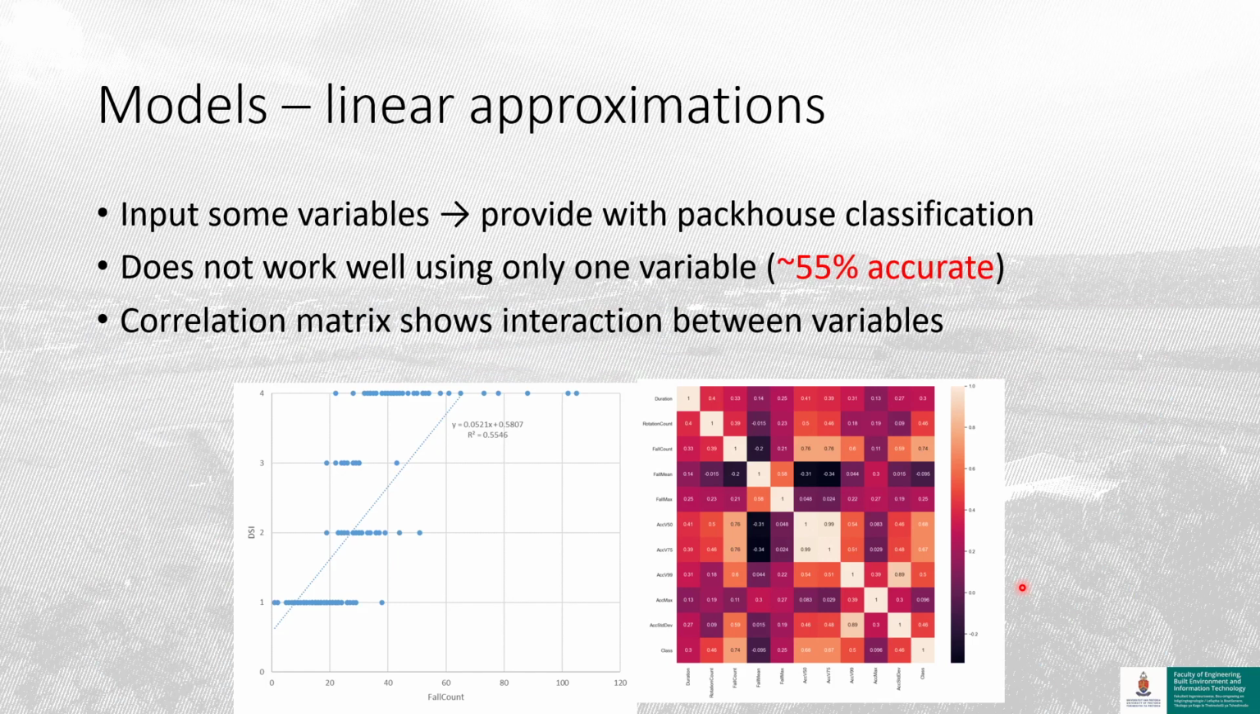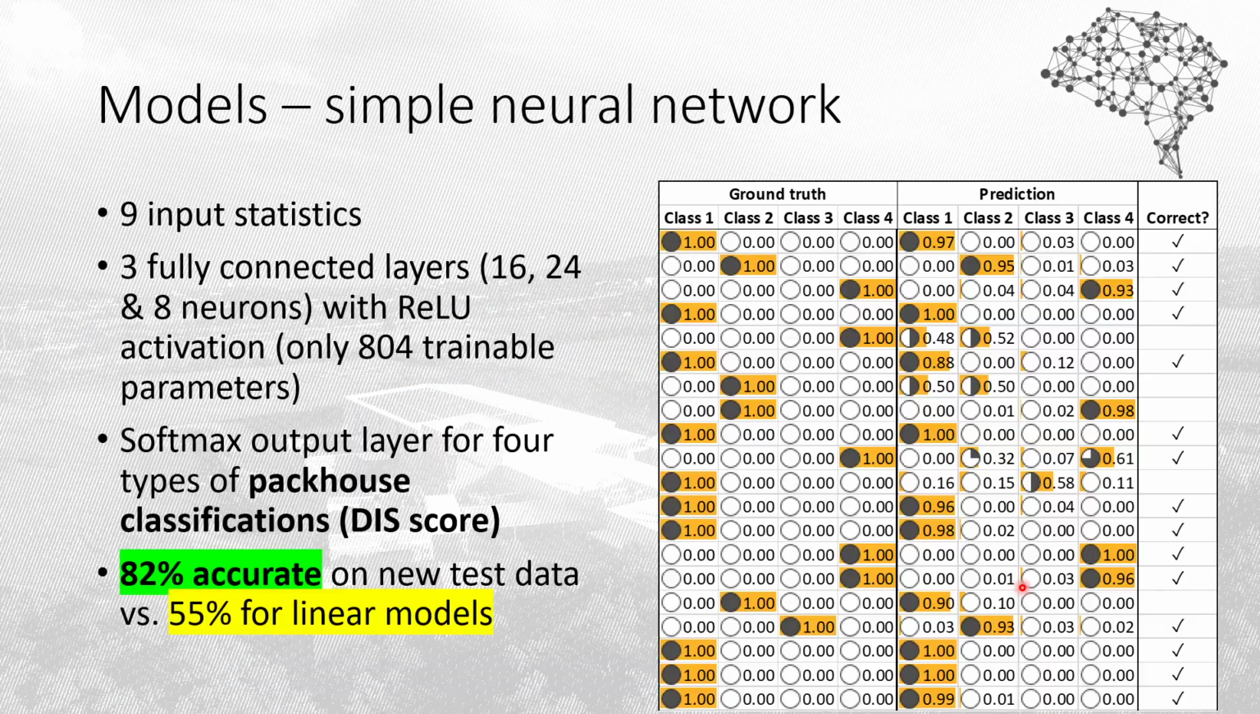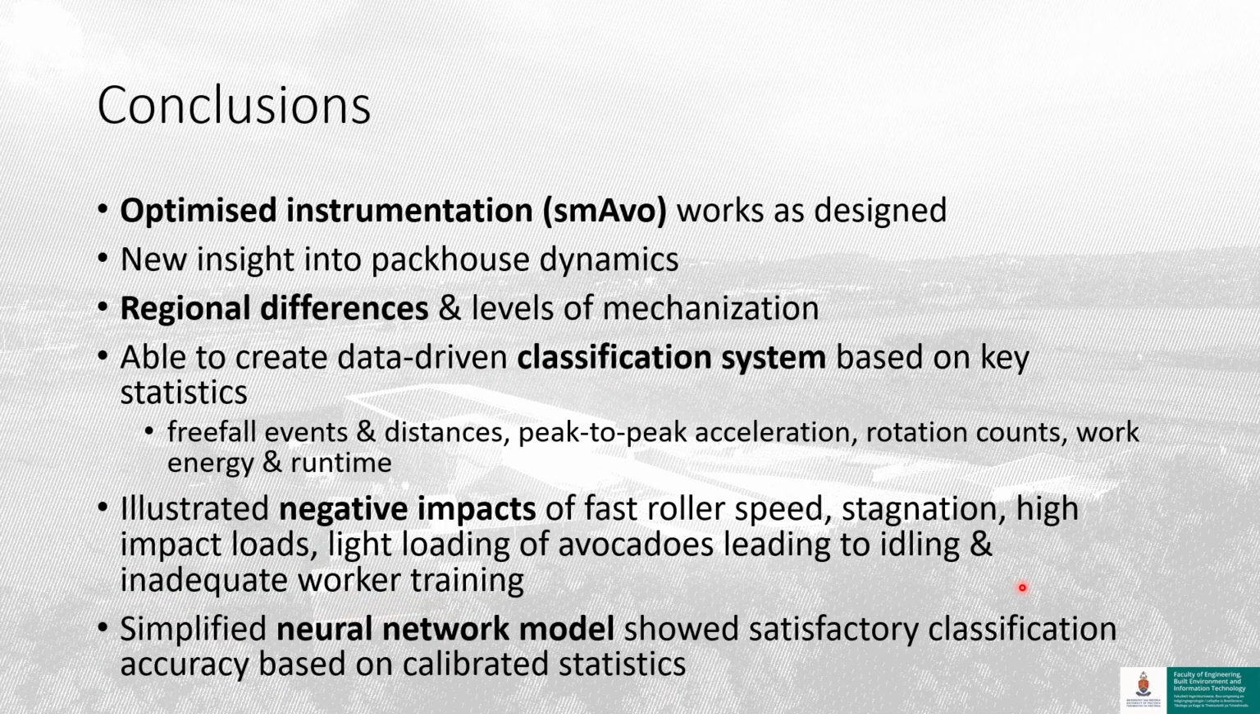Finally, once we have all this data, can we develop some sort of a model? Linear approximations don't work that well, only about 55% accurate. We looked at correlation matrices and the interaction between the variables. And in the end, we developed a very simplified neural network with 3 fully connected layers, very few trainable parameters, and we could boost this classification to 82% accuracy. All this means is that you have 9 key statistics that you put into the model, and out comes a classification of that packhouse with an 82% accuracy score.